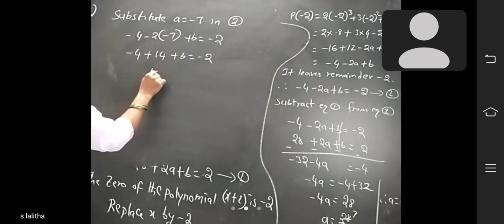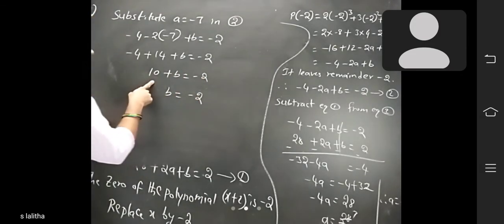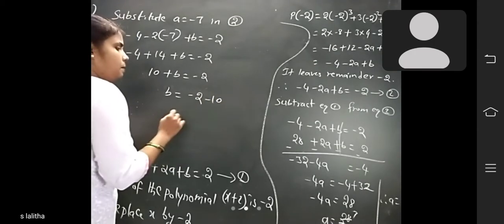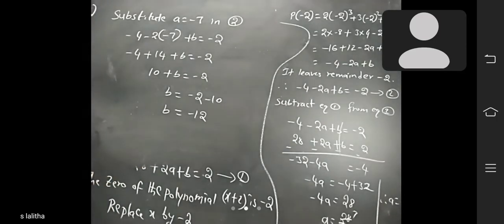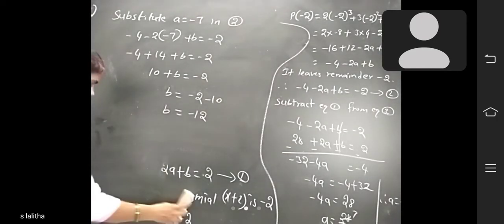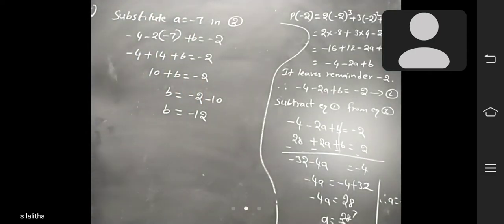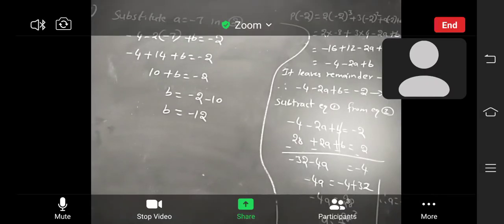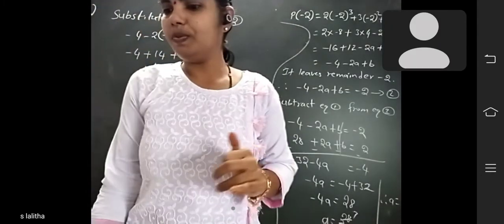So 14 minus 4 how much? 10 plus b is equal to minus 2. B equal to minus 2, here plus 10 gets transposed to here. What will become? Minus 10. So b equal to minus 12. Okay? Come on, write. So a is equal to minus 7, b is equal to minus 12. So we have completed exercise 2.3.